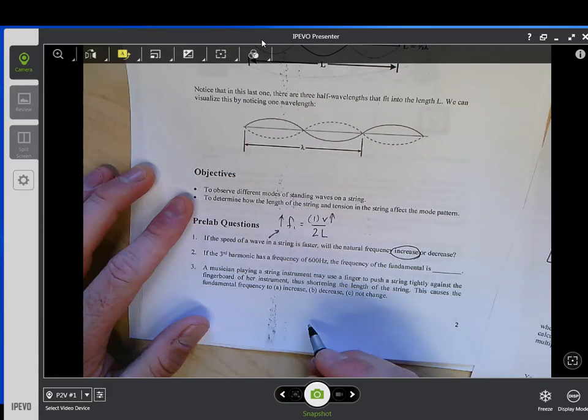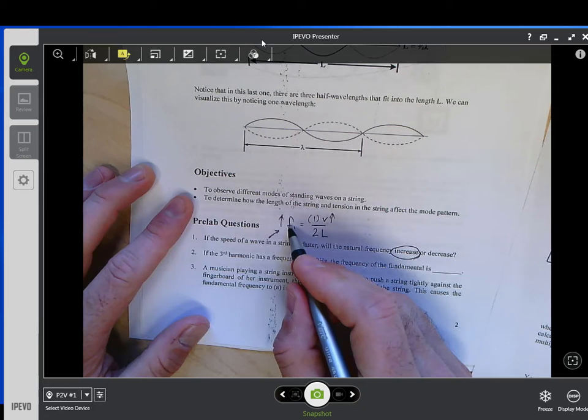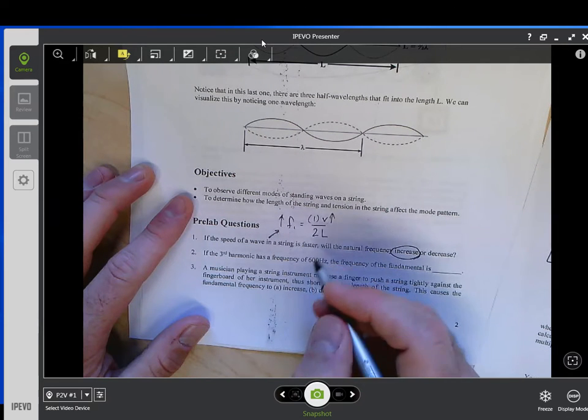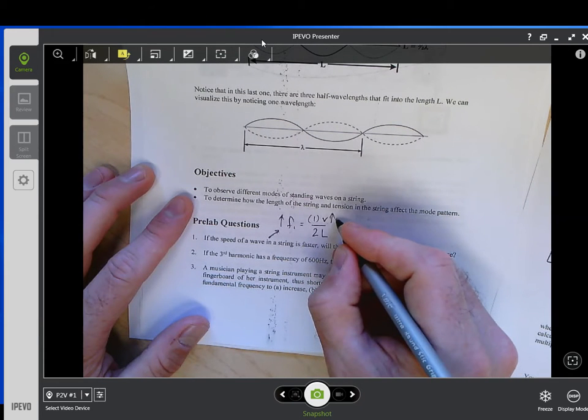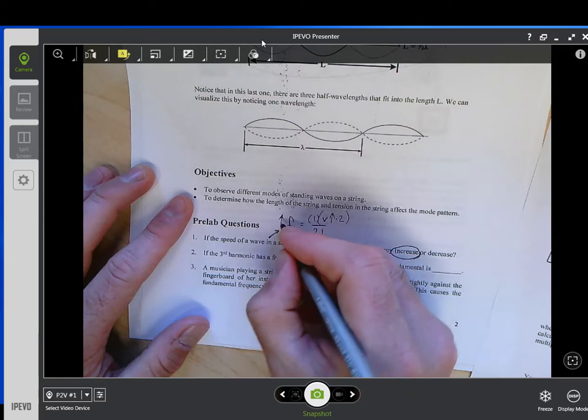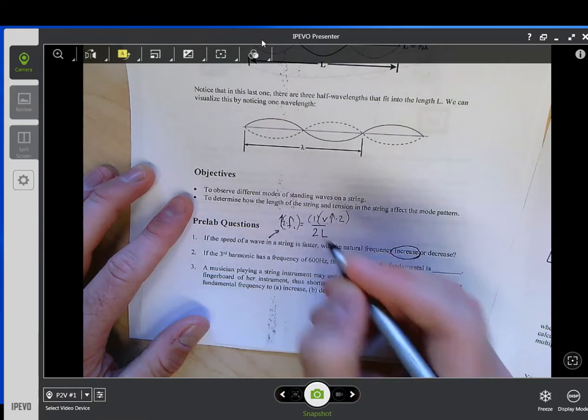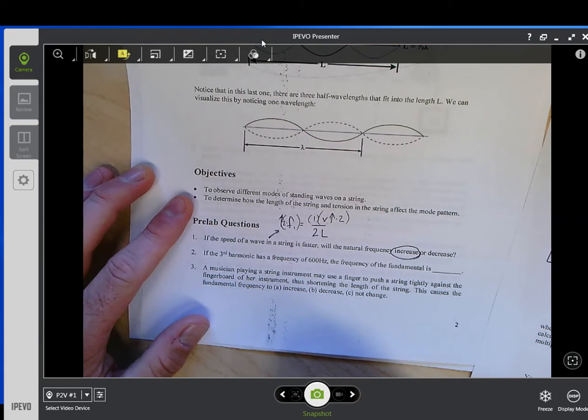Furthermore, if the speed goes up by a factor of 2, I can also see that the frequency will go up by a factor of 2. That'd be like multiplying this side by 2, and then this side would have to be multiplied by 2 as well in order for the equation to still be true.